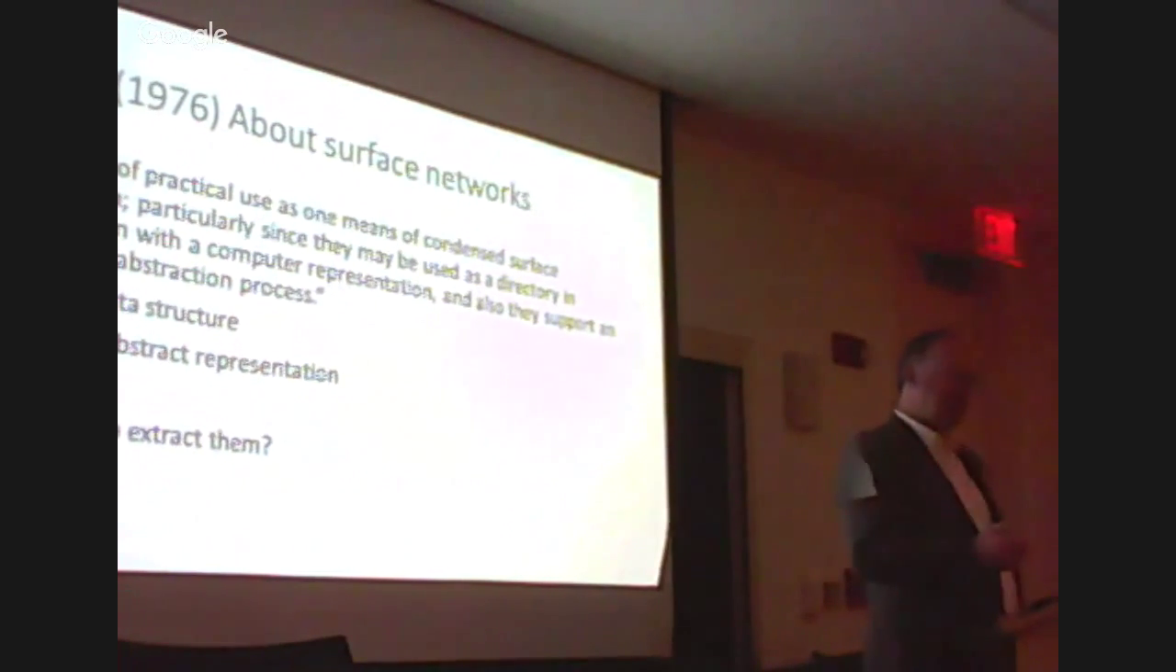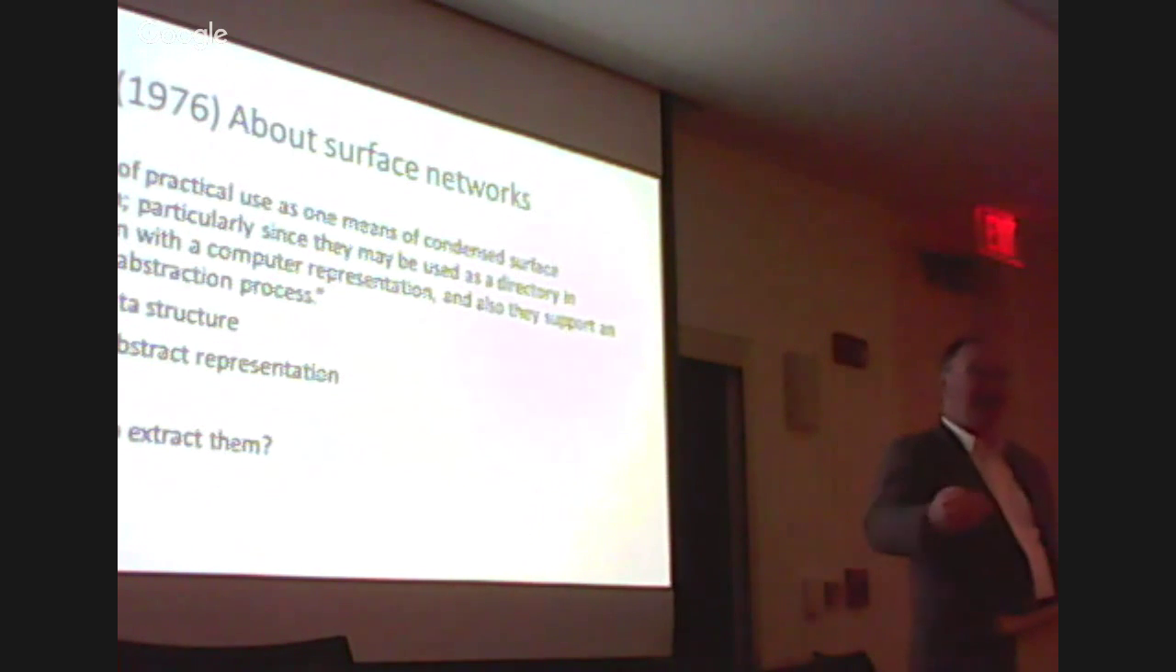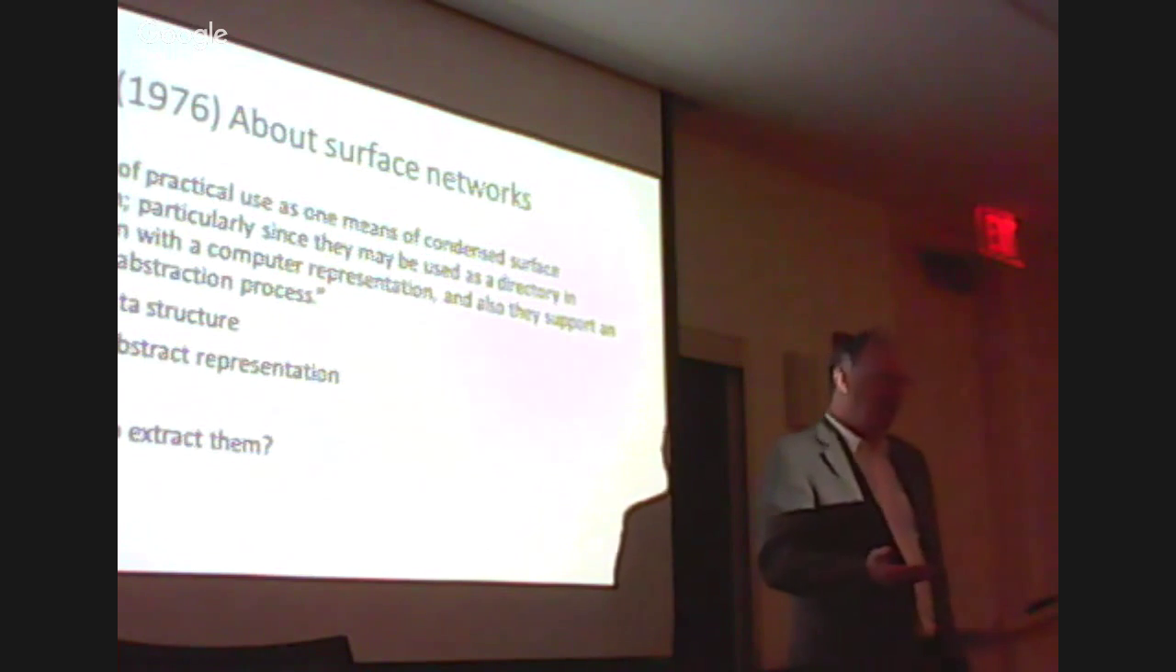So this is a new idea. This is a surface network as a data structure, but also a symbolic or an abstract representation of a surface. And both of these are useful purposes. The second one, the abstract representation, went on to become the computer graphics industry. The first one, as a data structure, went on to become much of GIS.